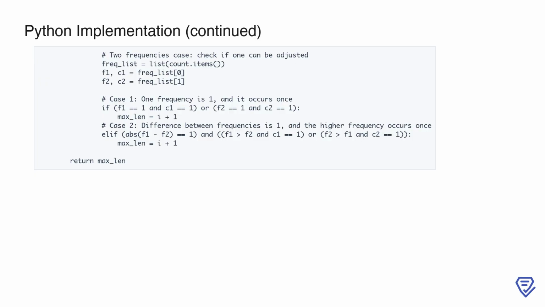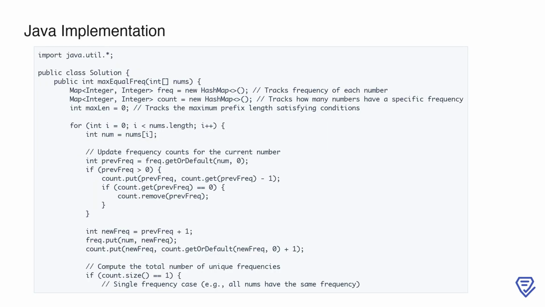Here, we start with the Java implementation of the solution. We define 2 hash maps, frequency to track the frequency of each number in the array, and count to track how many numbers share a specific frequency. Additionally, we initialize maxLen to 0, which will store the maximum length of the prefix that satisfies the problem's conditions.